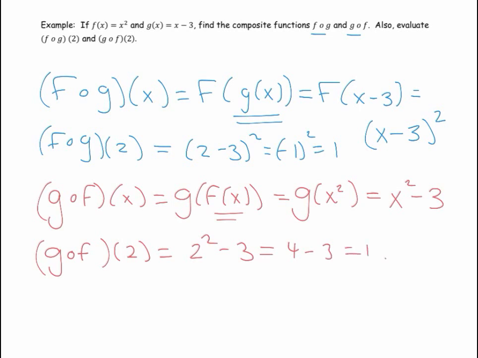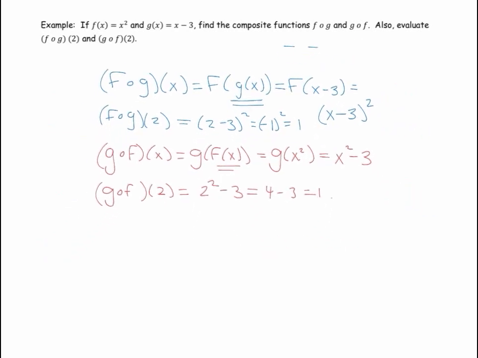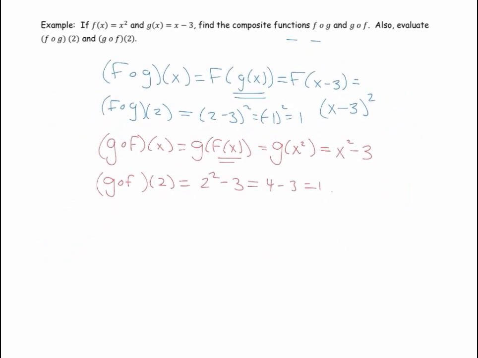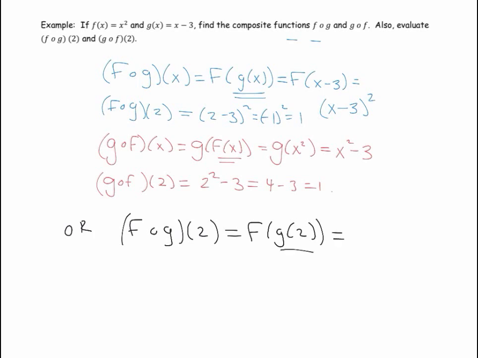All right. The other thing you could do, if you wanted to, instead of finding the function first, is find f of g of 2 by first finding g of 2. So g of 2 here is just going to be 2 minus 3, which is negative 1. So it's just going to be f of negative 1. And f of negative 1 is just going to be negative 1 squared, which ends up being 1. So we got the same thing we got up here.